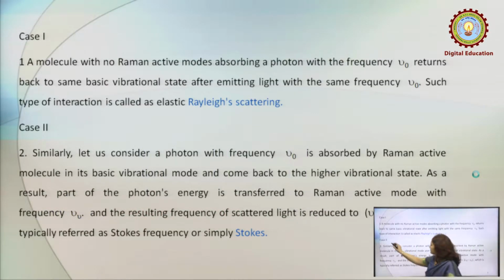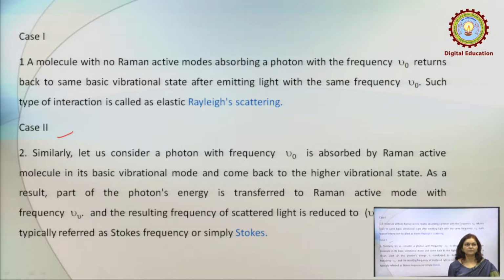Now, we will discuss the second case of Stokes Raman scattering. In the second case, similarly, let us consider a photon with frequency nu naught is absorbed by the Raman active molecule in its basic vibrational mode and comes back to the higher vibrational state. As a result, part of the photon energy is transferred to the Raman active mode with frequency nu v, and the resulting frequency of the scattered photon is reduced to this, which is typically referred to as the Stokes frequency or Stokes.